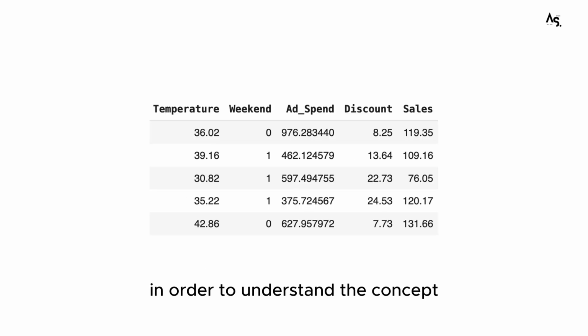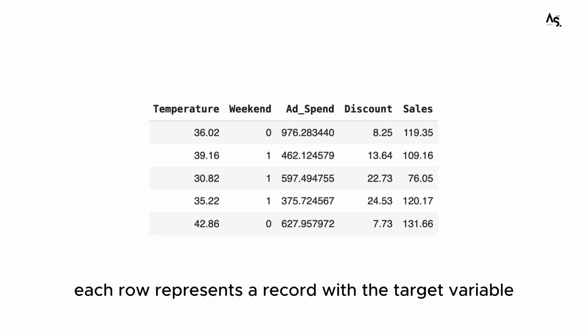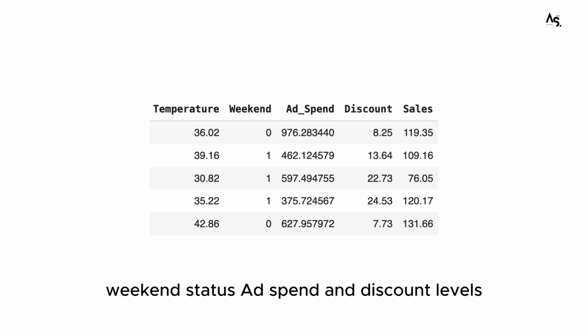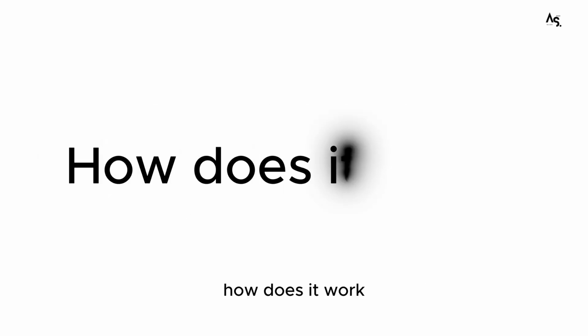In order to understand the concept, let's take a simple dataset containing information on various factors that may influence product sales. Each row represents a record with the target variable, sales, affected by temperature, weekend status, ad spend, and discount levels. How does it work?